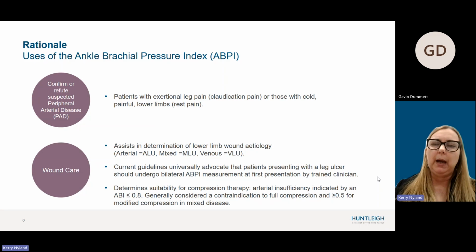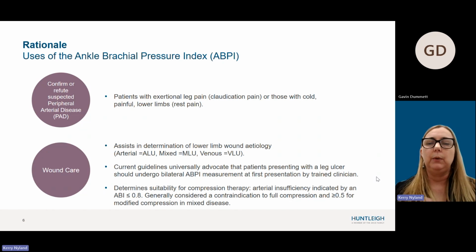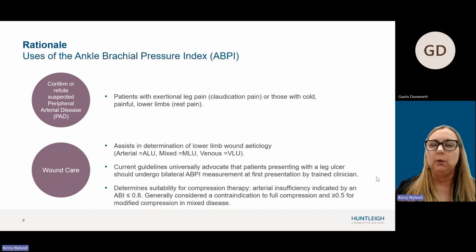So ABPI can also help determine the etiology of a wound. So is it an arterial leg ulcer, a mixed leg ulcer, and by that we mean of arterial and venous origin, or is it a venous leg ulcer? So remember that the ABPI is an arterial assessment, so it's not going to confirm venous disease. That's going to be largely determined on your clinical presentation. You're looking for those signs and symptoms associated with venous hypertension, that hemosiderin staining, edema, venous eczema, and so on.